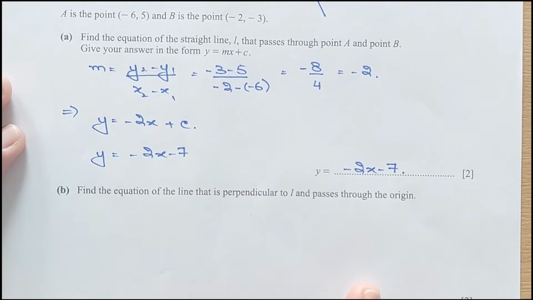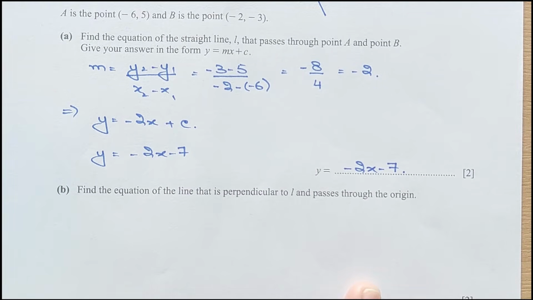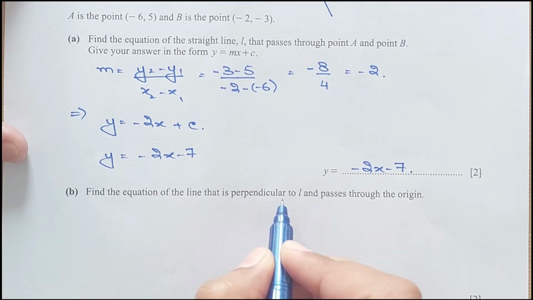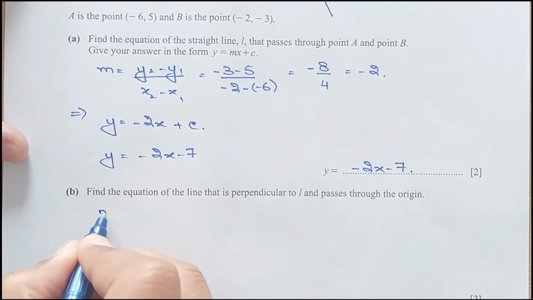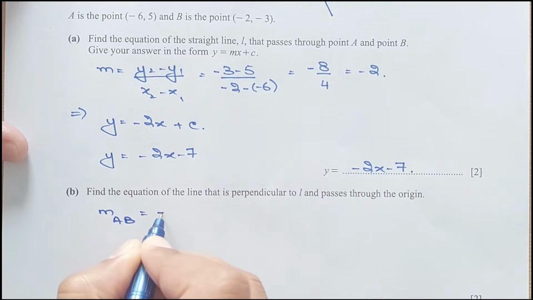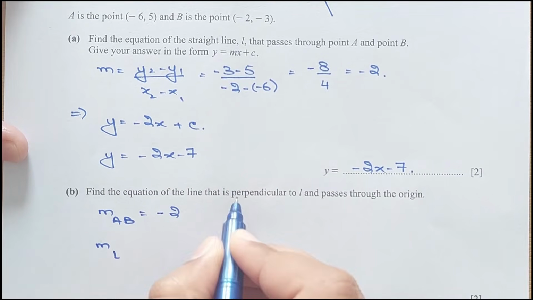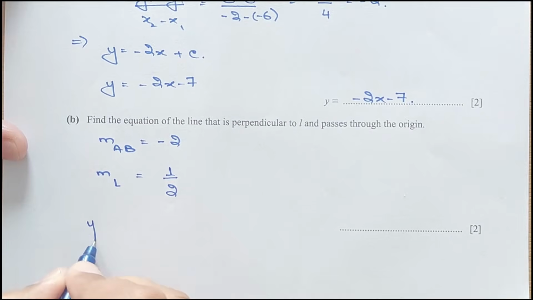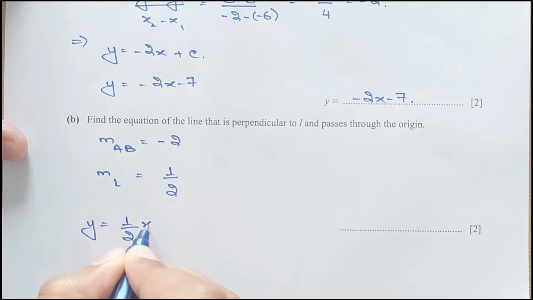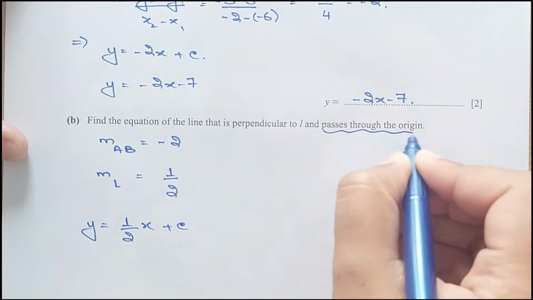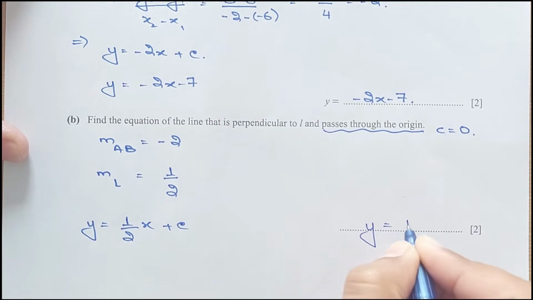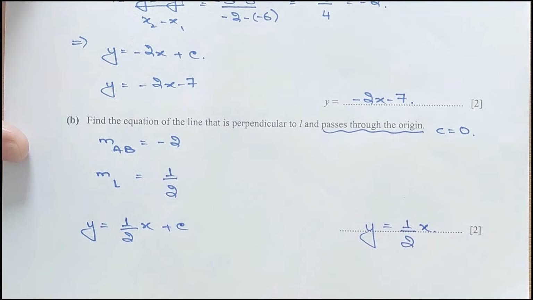Now for part B, find the equation of the line that is perpendicular to L and passes through the origin. When two lines are perpendicular, their slopes are negative reciprocals of each other. We know that the slope of line AB is minus 2, and the line L is perpendicular to AB, so the reciprocal of 2 is 1 by 2, and negative times negative is positive. So we have y equals 1 by 2 x plus c, and we are given that it passes through the origin, which means the y-intercept equals 0. So we have y equals 1 by 2x. That is the equation.